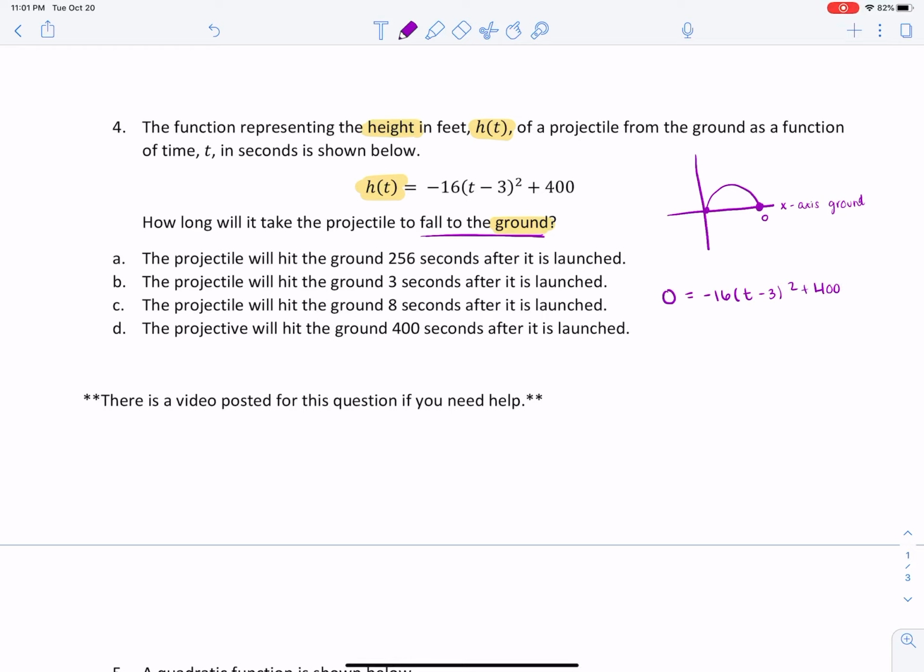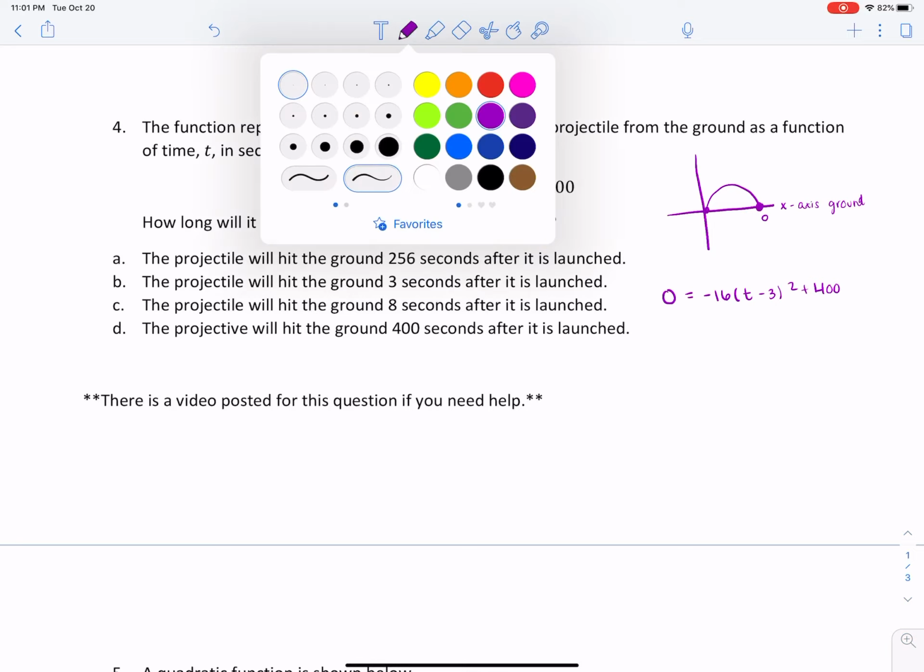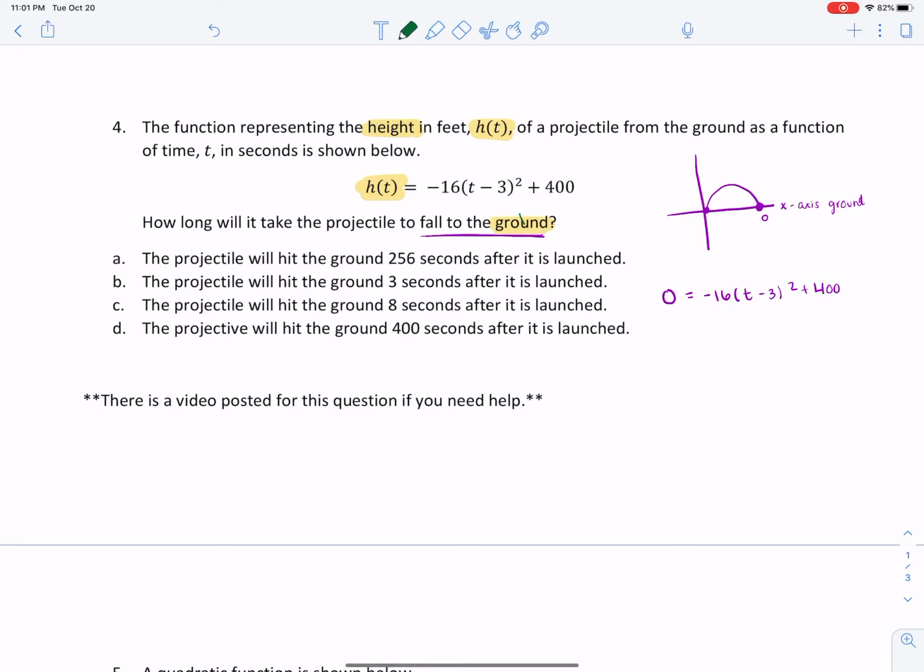Okay, now here's a hint. The one on your test doesn't say the ground. The one on your test says like 90 feet. So if 90 is the height, you would put 90 in place of h. If I tell you the height is 8, then you put 8 in place of h. We have a height of 0. So we replaced h with 0, okay?